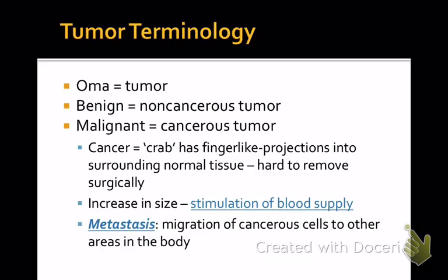The fact that tumors can stimulate the blood supply gives us a key way of fighting them, because we can block the chemical signals that cause an increase in growth. We can block the growth of those blood vessels and starve that tumor. And that's one of the more modern ways that we fight cancer.